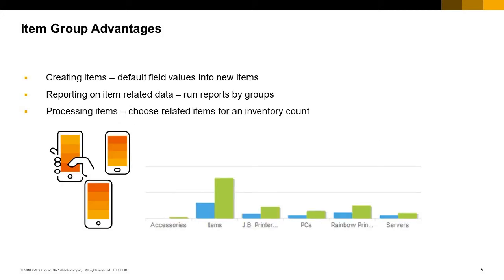Item groups are an advantage when you are creating items. It is faster to create items because some fields common to this business area automatically default into the item. Reporting item-related data, item groups can be used in reporting for selection criteria. Processing items, you could use the group as criteria for processing items, such as choosing items in an item group to include in an inventory count.